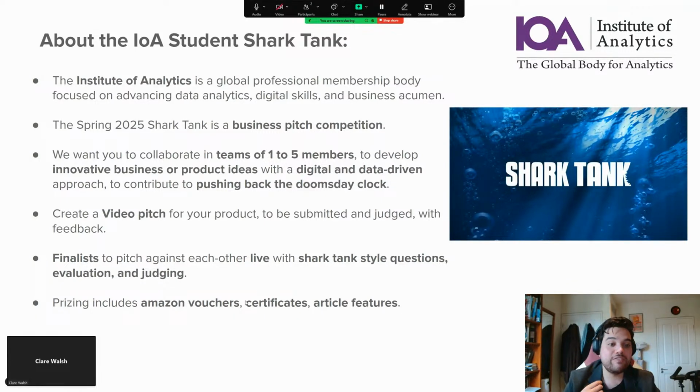The pitch itself will be a video pitch, and you will submit it via Google Classroom. We will get into that later, and it will be judged professionally, and you will be given feedback and a certificate regardless of how you do. Finalists, essentially the 3 teams who we pick as having the strongest pitch, will be invited into a live competition call where we will once again rehear the pitch in real time and give Shark Tank style questions, evaluation, and feedback. And then whoever wins will be told a few days later, and they will win prizing in the form of Amazon vouchers and features on our website.